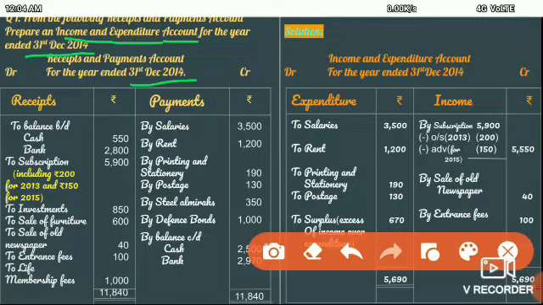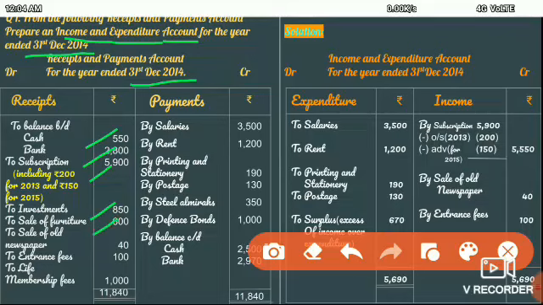So let us check the items which are given on the receive side and the payment side. The receive side has the opening balance of cash 550, opening balance of bank 2800, then subscription received during the year in cash is 5900. Now by sale of investment, the amount received was 850. By sale of furniture, the amount received is 600 rupees.